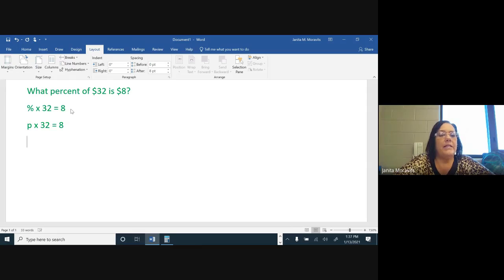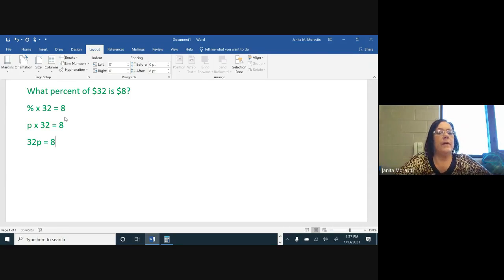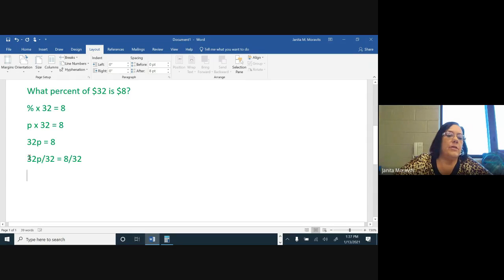Now we're going to make it an expression that's easier for you to see. 32 times p equals 8. Now, if we're multiplying by 32 here, 32 times p, to get rid of it, we have to divide by it. So we're going to say 32p divided by 32 equals 8. And we have to also divide that side by 32. All right, remember that the two 32s here will cancel out, and you'll be left with p.